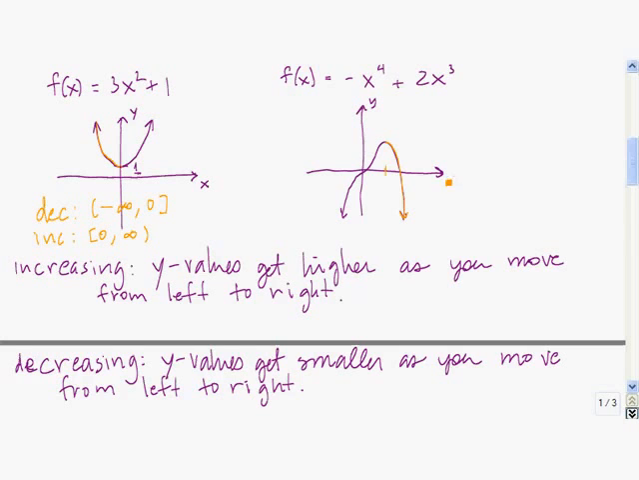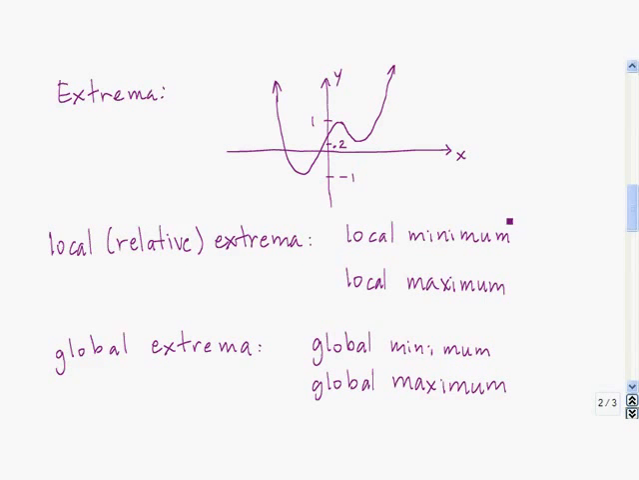The next concept that I'm going to talk about is the notion of extrema. There are two types of extrema. The first of them is the notion of local or relative. These two are used interchangeably. Local extrema or relative extrema. And the other is global extrema. So within the class of local extrema, we have the notion of a local minimum, we have the notion of a local maximum. For global, we have a global minimum and a global maximum.